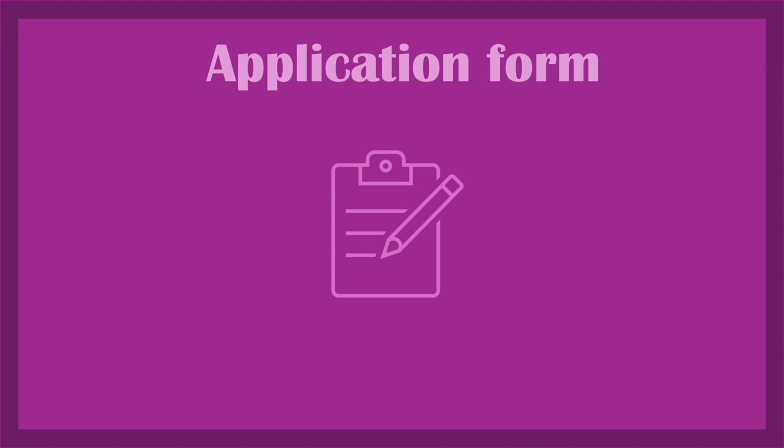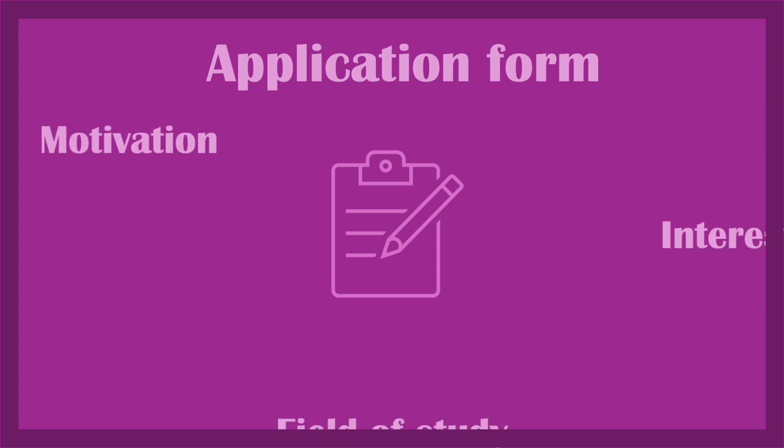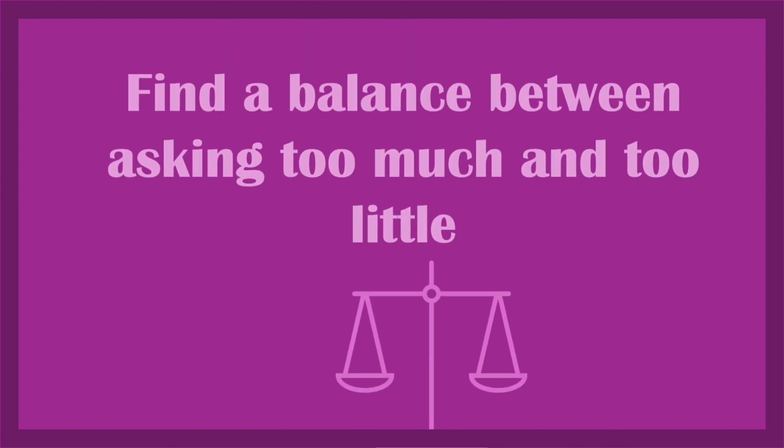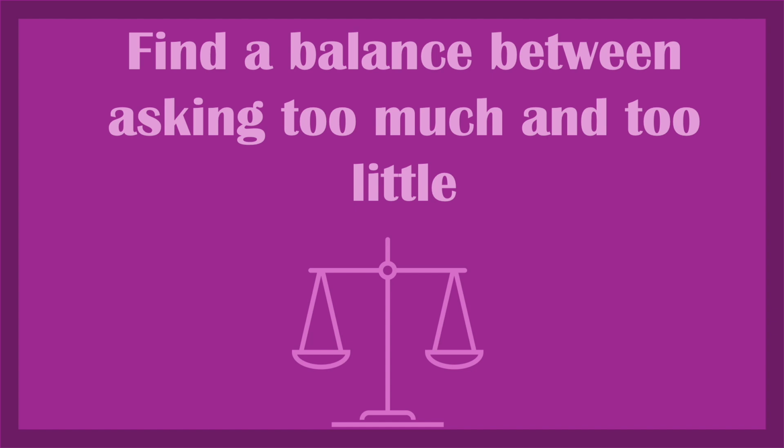You can have an application form to get information about the participants, such as their motivation, field of study, and interests, to use in the matching process. It's important to find a balance between asking about too much and too little in the application form. When having a big application process, it's more likely that the people that apply are committed to the program, and you have more information to base the matching on. However, you may lose mentors and mentees by asking too many questions.